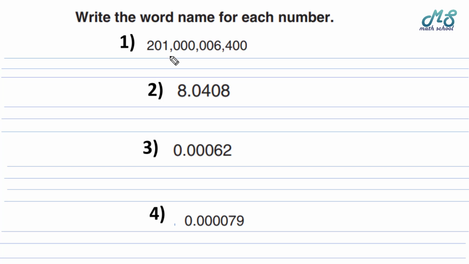Next exercise, write the word name for each number. We need to write the word form of this number. Just read the number and write the number in letters. How many groups of digits? 1, 2, 3. So we have millions and billions. So the number is 201 billion, 6,400. Just write in letters.